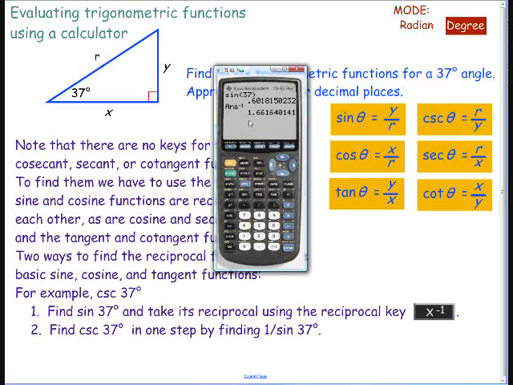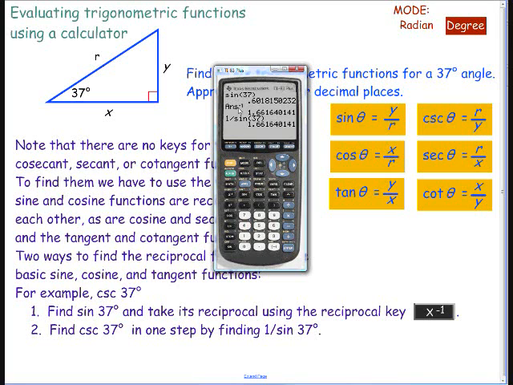And now I know that the cosecant of 37 degrees is this. The other thing, I could do it all in one step. I could say 1 over, so we'll use divide, the sine of 37 degrees, and I get exactly the same answer.